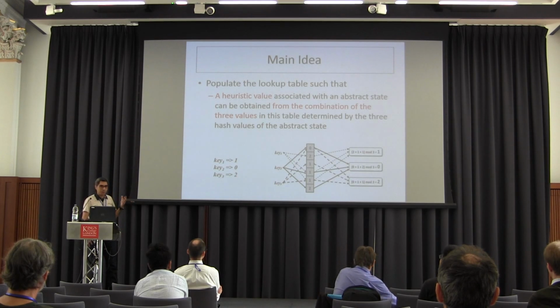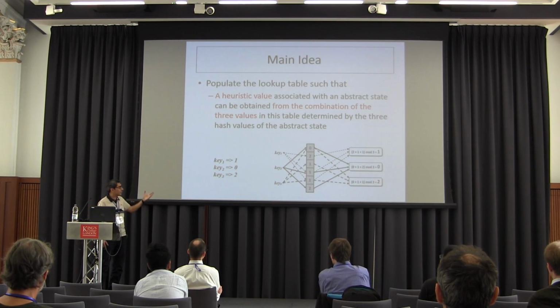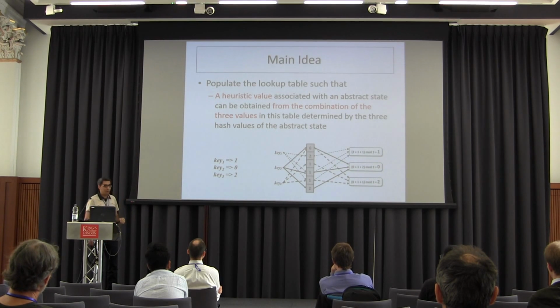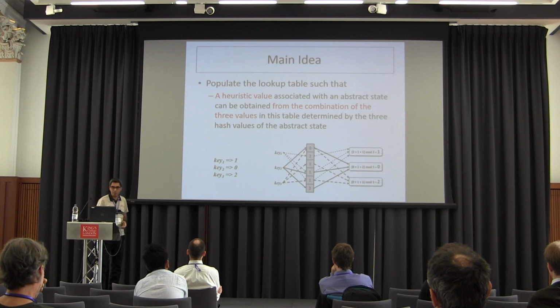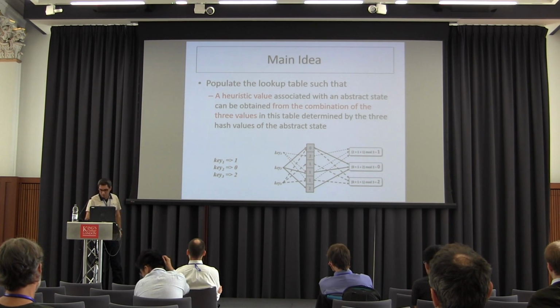But another question is, how do we populate this table so that this kind of combination can be achieved? And my main question is, why are we using 3 hash functions and not, like, 2 hash functions or 5 hash functions? We will answer all these questions in later slides.